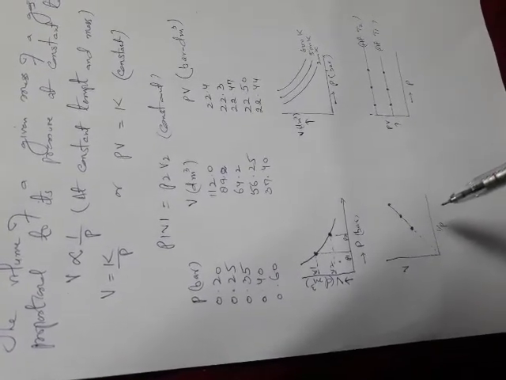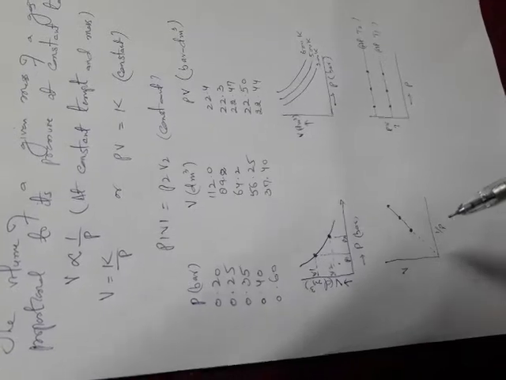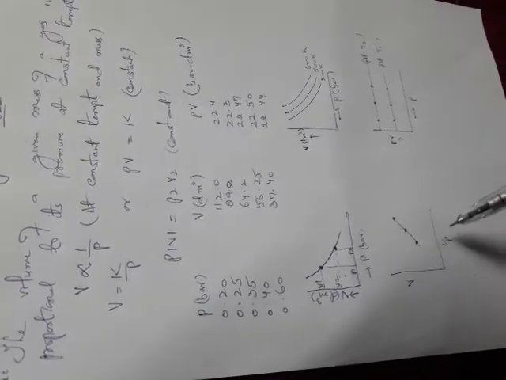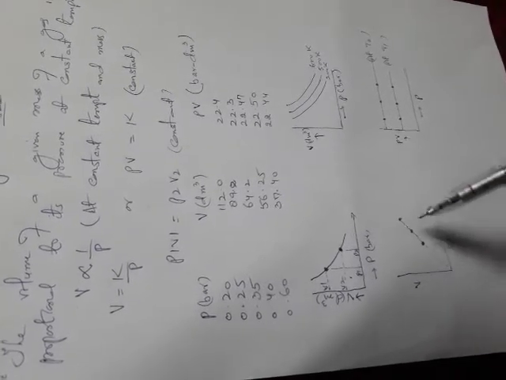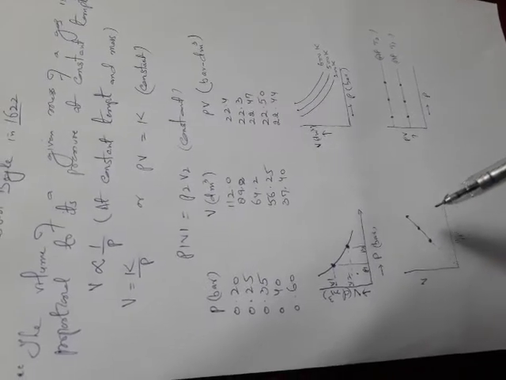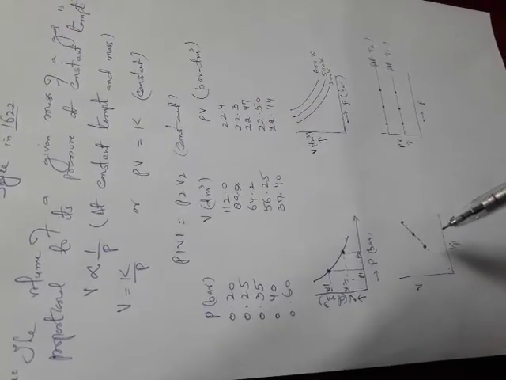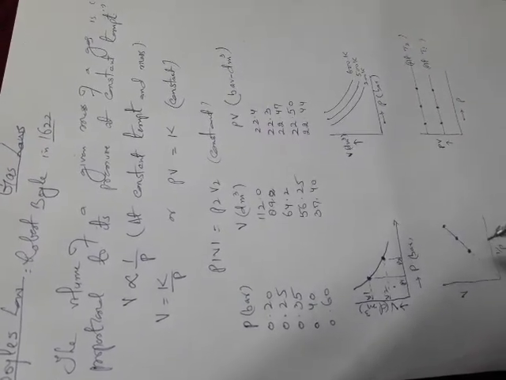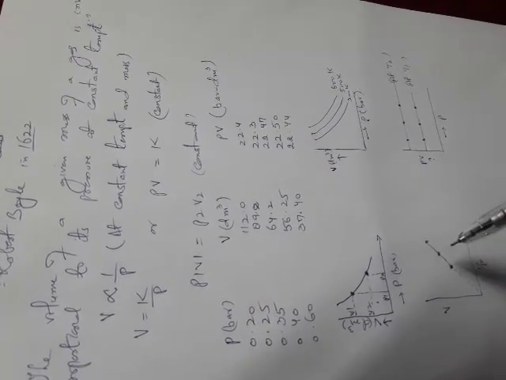Boyle's law can also be represented by plotting volume versus the reciprocal of the pressure. The graph is a straight line which, on extrapolation, passes through the origin. If volume is plotted against the reciprocal pressure, we get a straight line, and this shows volume is directly proportional to the reciprocal of the pressure.